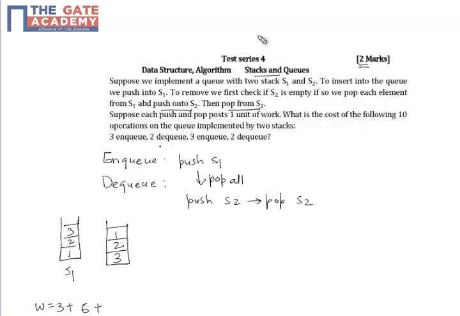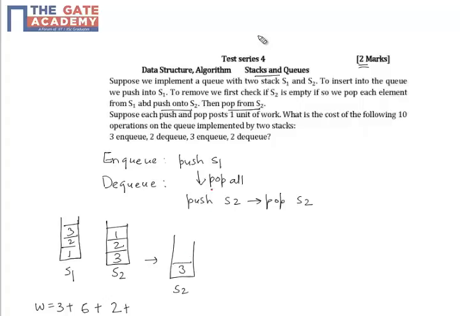And we are yet to do the 2 DQ operations. This is my stack S2, and at this point of time, S1 is empty. So now I want to perform 2 DQ operations, so I will perform 2 pop operations from S2. That is nothing but plus 2. So my 2 elements are removed now, and in S2 I have only one element, which is 3.